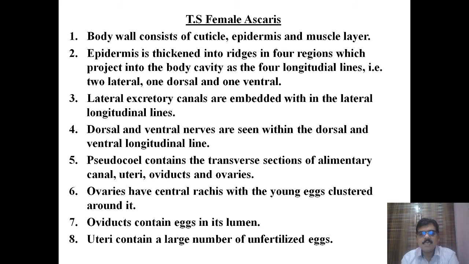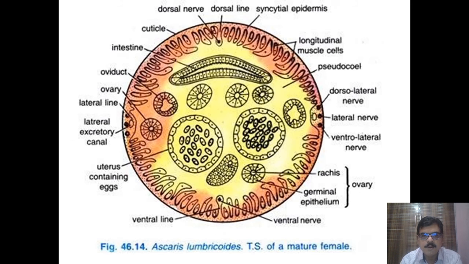Then the female Ascaris: the structures are nearly the same except the reproductive organs. If you observe the TS of the female Ascaris, it has the dorsal nerve, then the ventral nerve. The body is covered with the cuticle. Then inner to the cuticle, these are the circular muscles. And this is the pseudocoel. This is the intestine which is present.